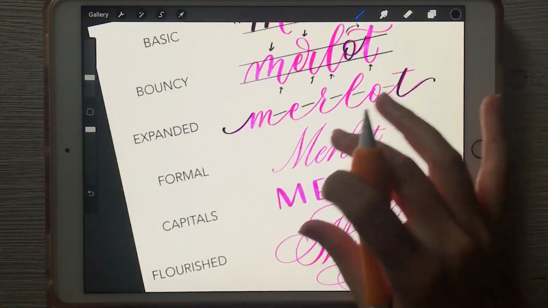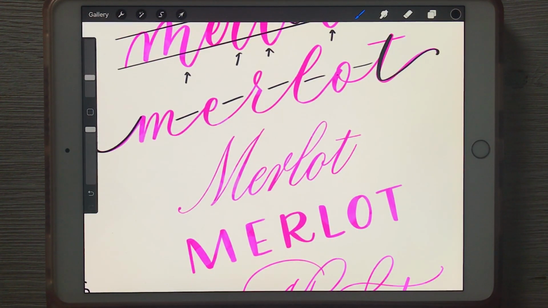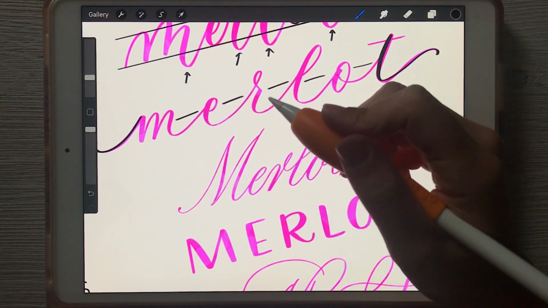Now let's look at the formal style. So in a formal style of calligraphy, this is based on copperplate style calligraphy. There are specific rules to follow. You can see in this example, the letters are a lot more slanted.